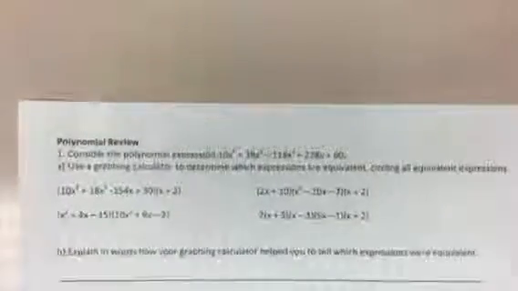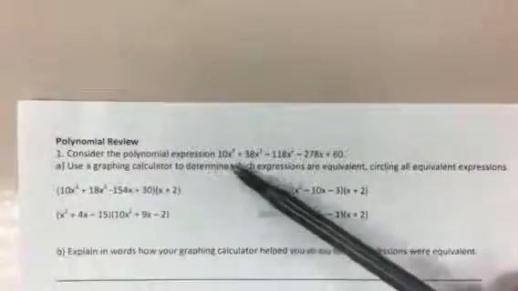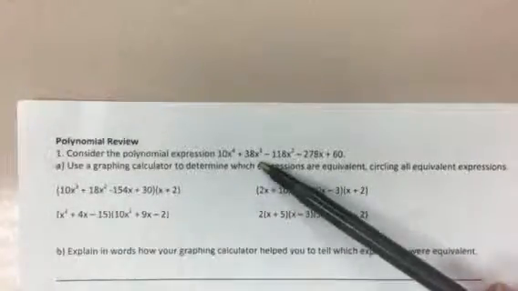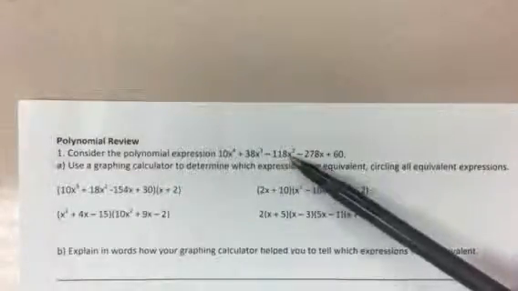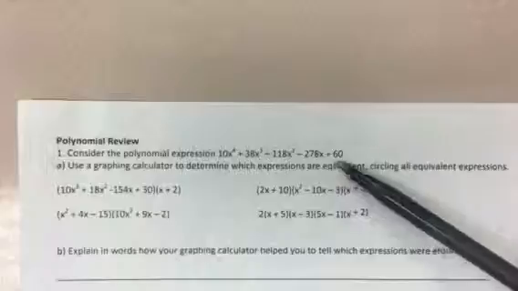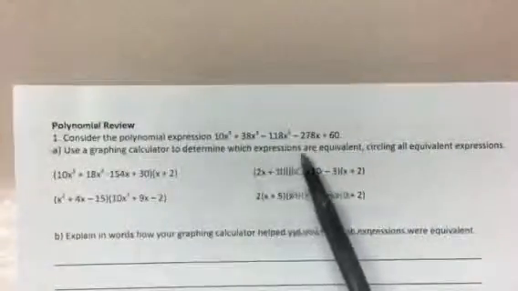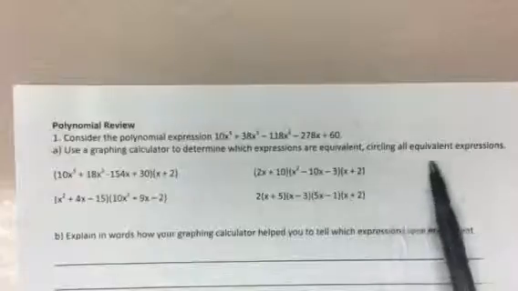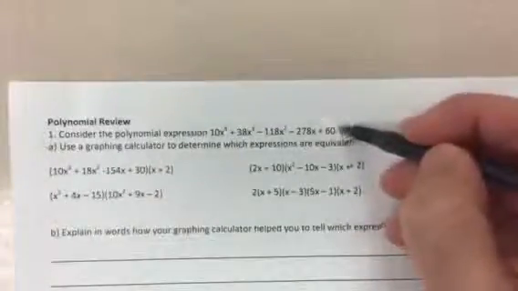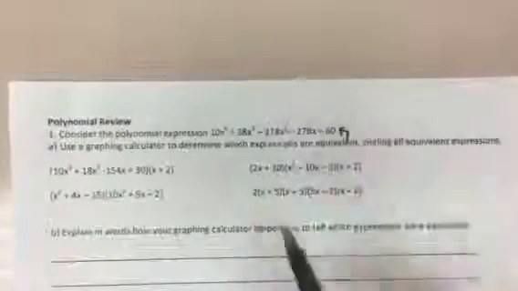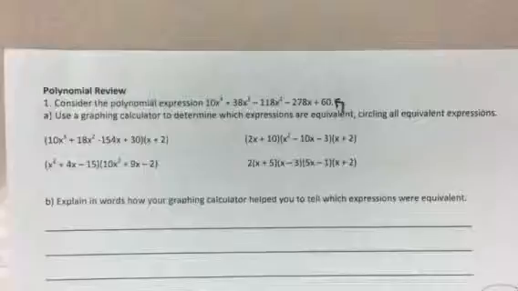Number 1 on the polynomial review portion of the test says, consider the polynomial expression 10x to the fourth plus 38x to the third minus 118x squared minus 278x plus 60. So A says use a graphing calculator to determine which expressions are equivalent, circling all equivalent expressions. So they're equivalent to this is what it should say. So which are equivalent to this one? And then explain in words for B how your graphing calculator helped you tell.